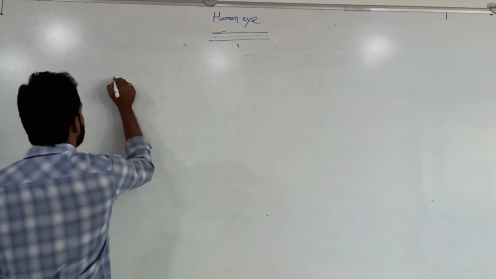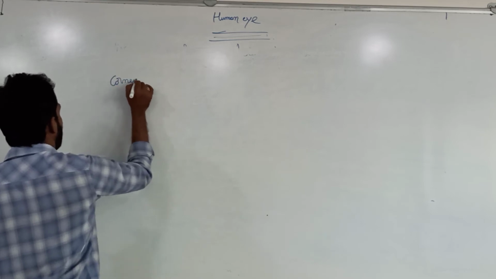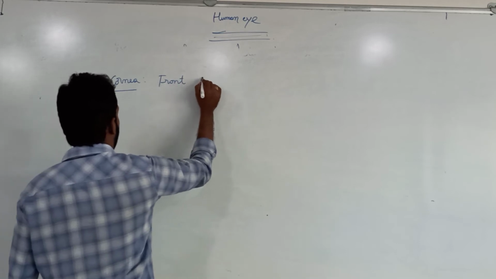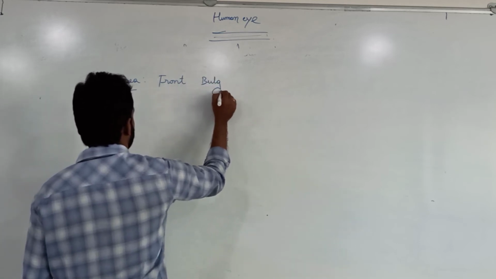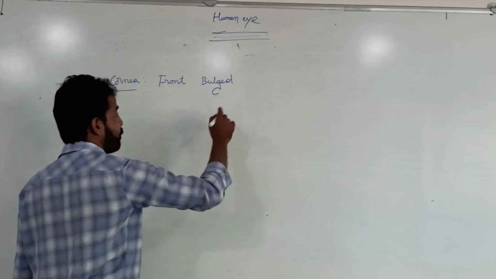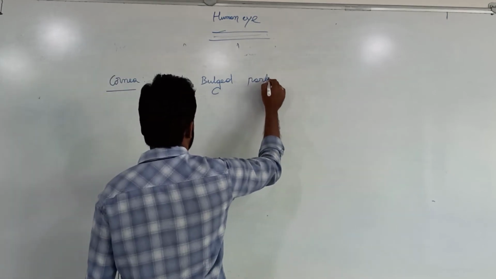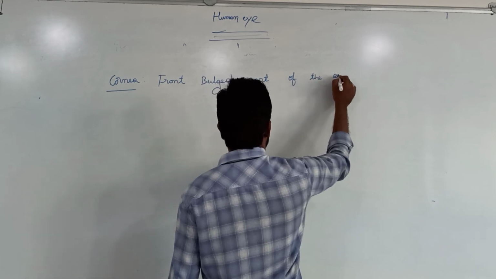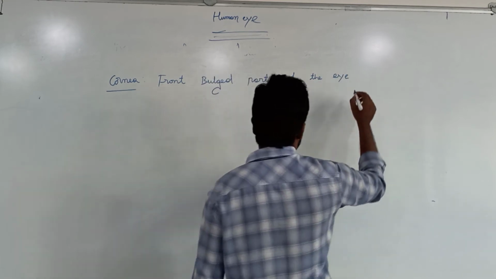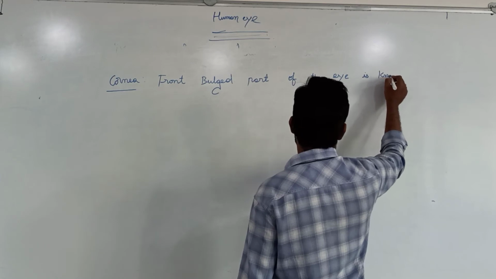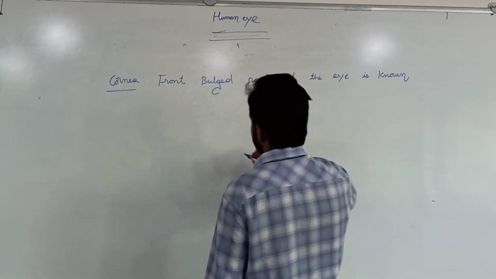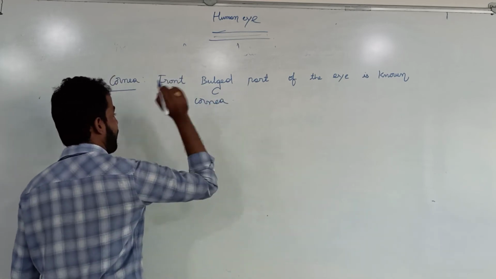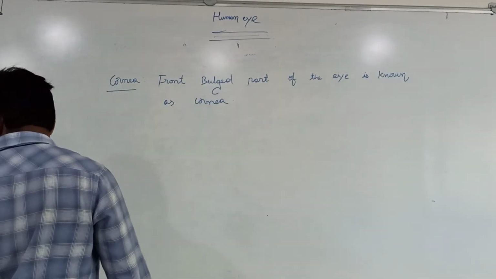So what is the cornea? The cornea is nothing but the front bulged part of the eye. The front bulged part of the eye is known as the cornea. C-O-R-N-E-A. This is known as the cornea.